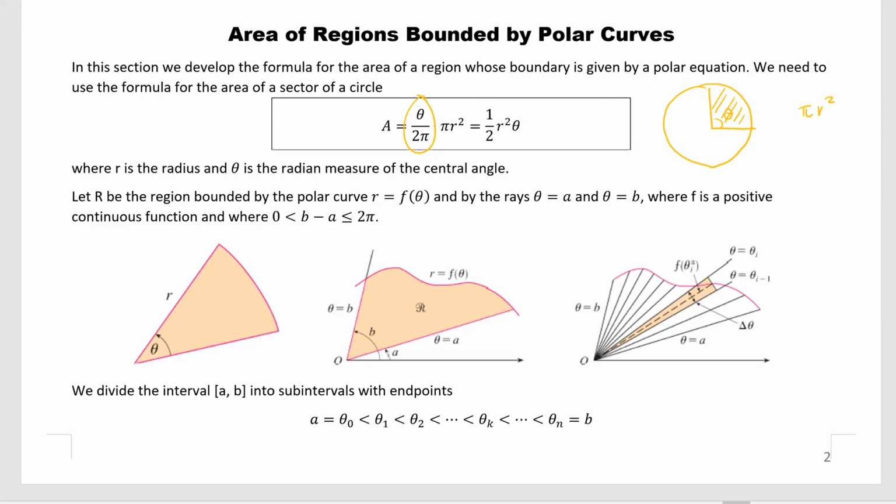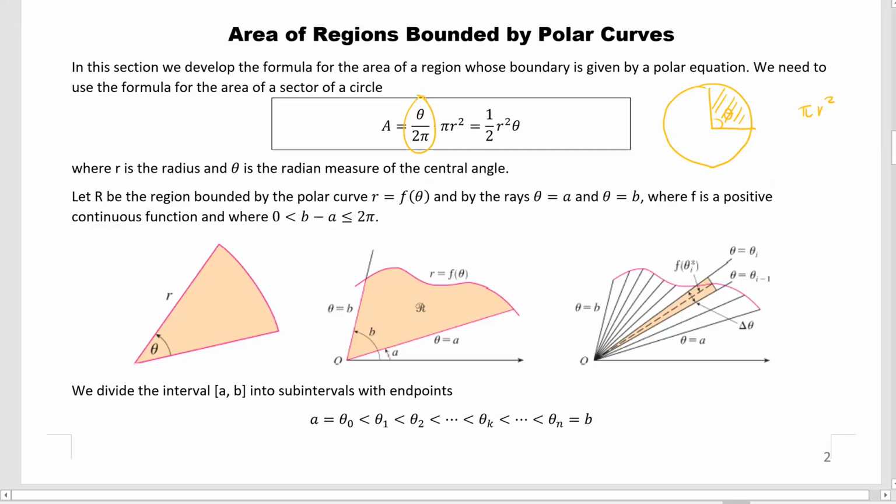You can plug in some angle to check whether it's true. For example, this piece has theta equal to pi over 2. When you plug in pi over 2 over 2 pi, the 2s cancel and you get 1 over 4. So the proportion is 1 over 4, and we get 1 over 4 pi r squared, and that matches. Here, r is the radius and theta is the radian measure of the central angle.